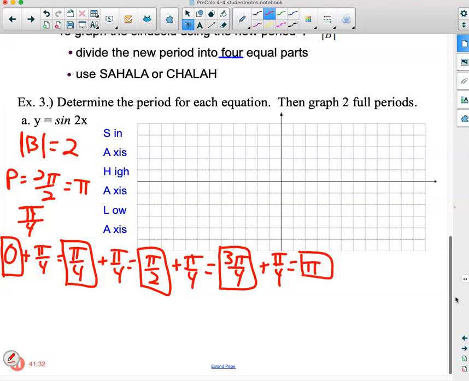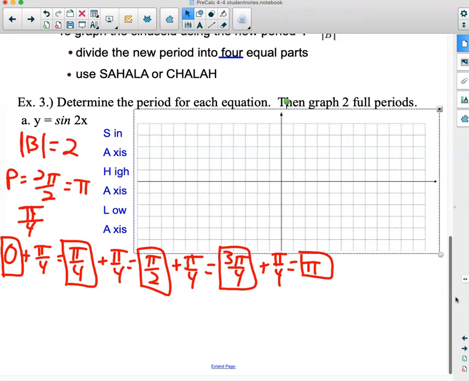Now, pretty obviously, you could have done that in your head, and so could I. But when these get more complicated, we want this written out, because this will help us know that for one period of this, I'm going to have to make sure I mark 0, pi over 4, pi over 2, 3 pi over 4, and pi. So that's what we need to do over here, although I don't know where my lines went on this one.